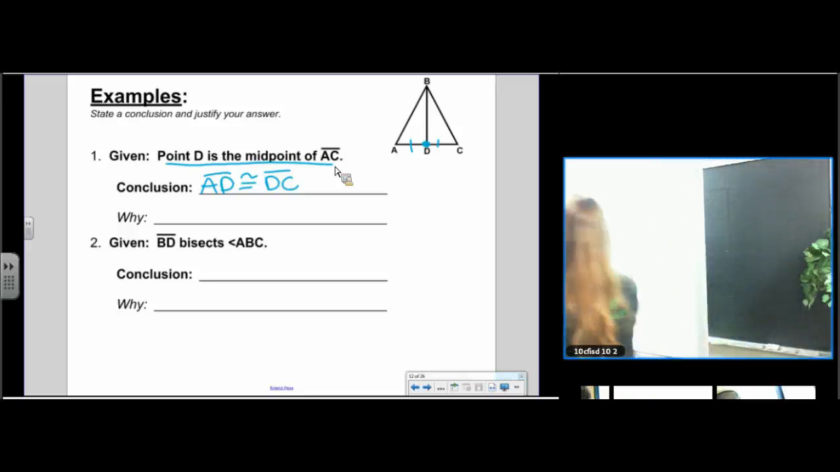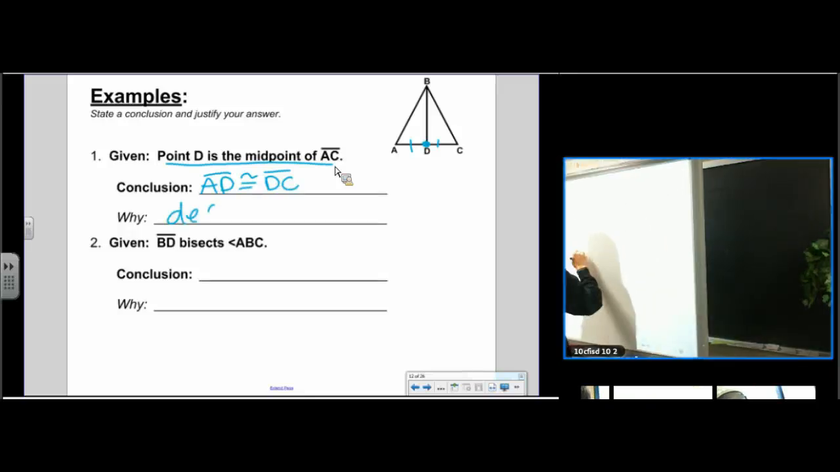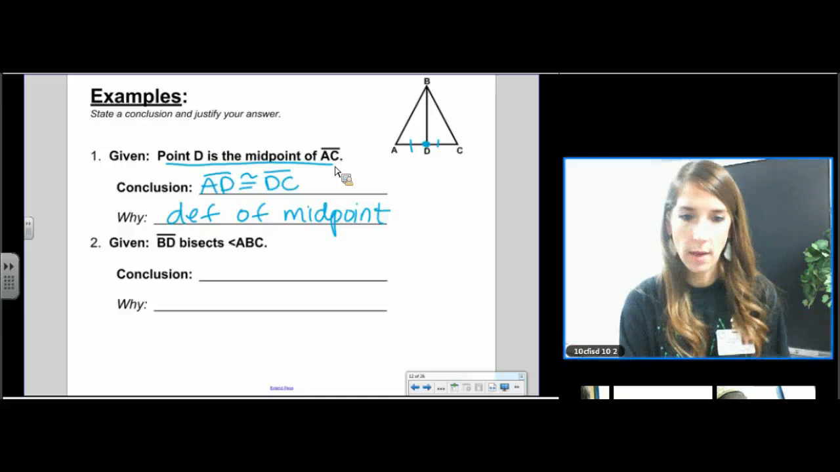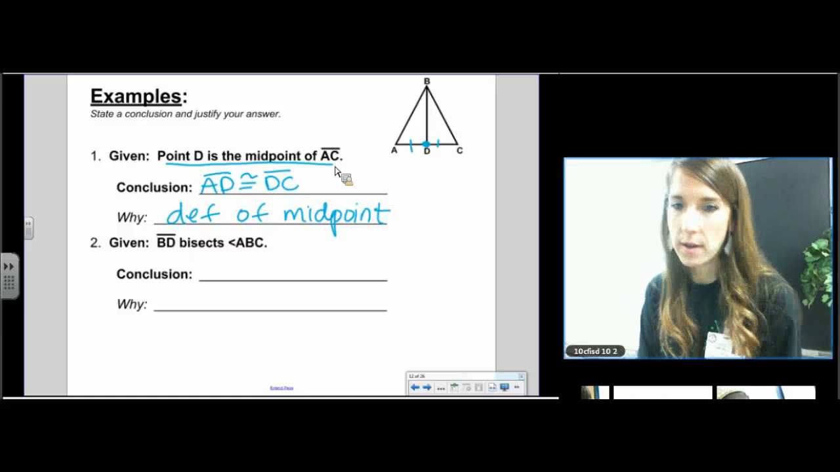And then why? Definition of midpoint. And we already did that yesterday. We already did the why Monday and Tuesday. Next one.